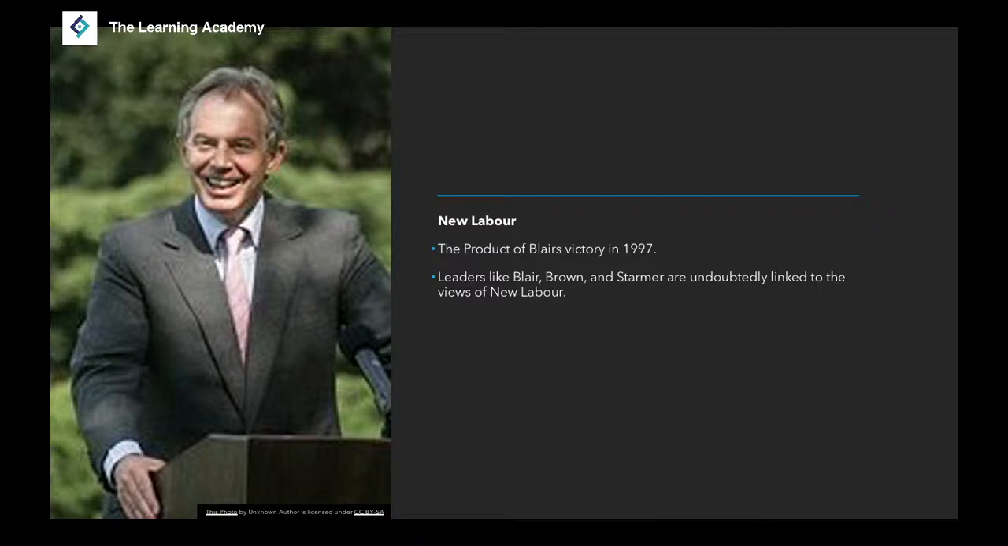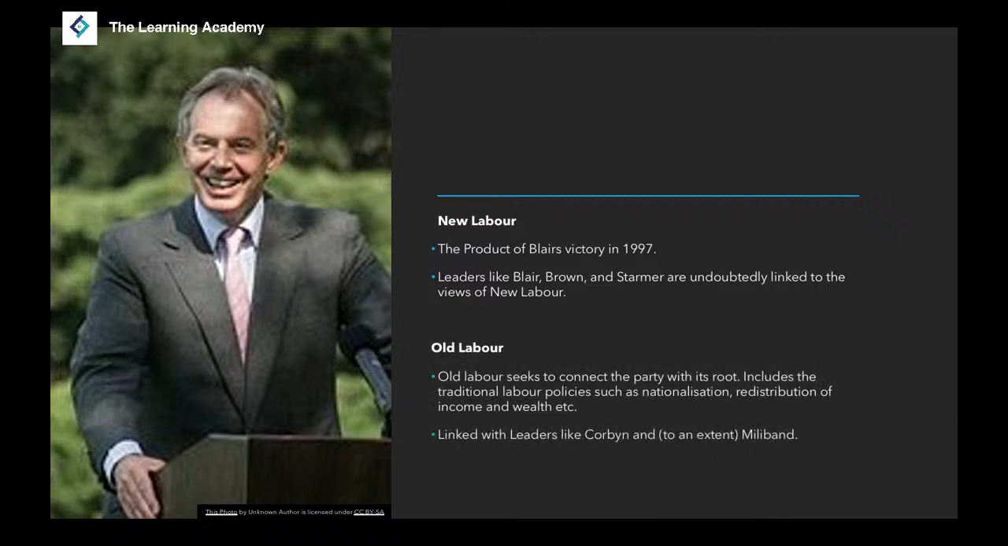And then in 2010, we have the election which led to a hung parliament, and we have Cameron and Clegg forming the Tory Lib Dem coalition. And during this time, Labour elects Ed Miliband, who can really be seen as part of the old Labour tradition. And the old Labour tradition, as we know, seeks to connect the party with its roots. It includes traditional Labour policies, such as nationalisation, redistribution of wealth and income and stuff like that.